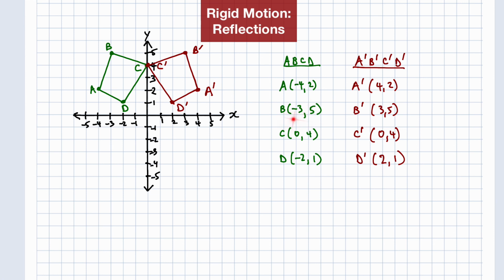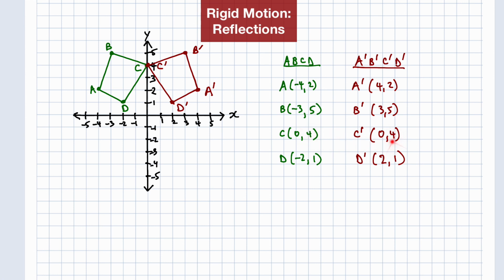So let's take a look at B versus B prime. We see the x value here, negative 3 versus 3. So 3 is the opposite of negative 3. However, in the y values, 5 versus 5, they're exactly the same. Let's take a look at C and C prime. They're exactly the same. However, if we take the opposite of 0 or negative 0, it's still 0. And then the y values of 4 versus 4, they're exactly the same.